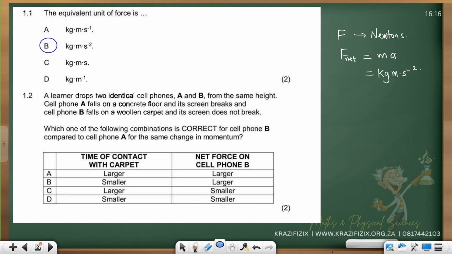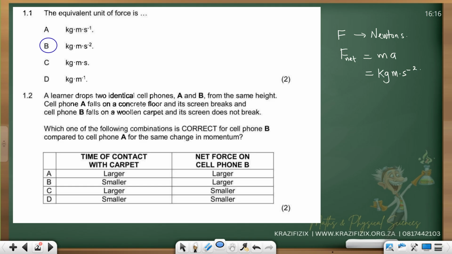1.2. A learner drops two identical cell phones, A and B, from the same height. Feel free to let me know wherever you were lost. Cell phone A falls on a concrete floor and its screen breaks. Okay, for A, it breaks. And cell phone B falls on something clothy, a carpet, and its screen does not break. Beautiful. Momentum. Which one of the following combinations is correct for cell phone B?